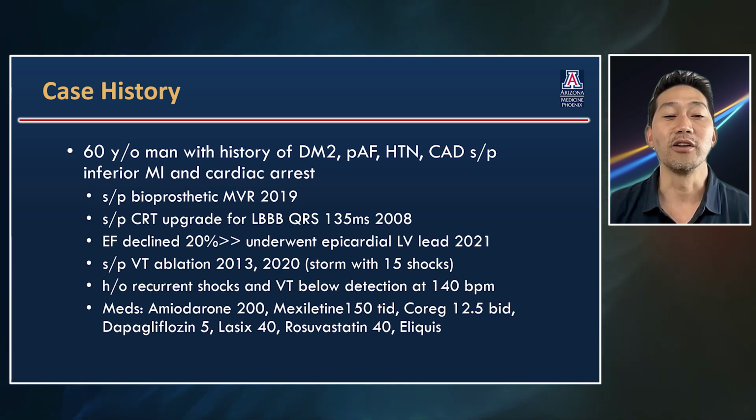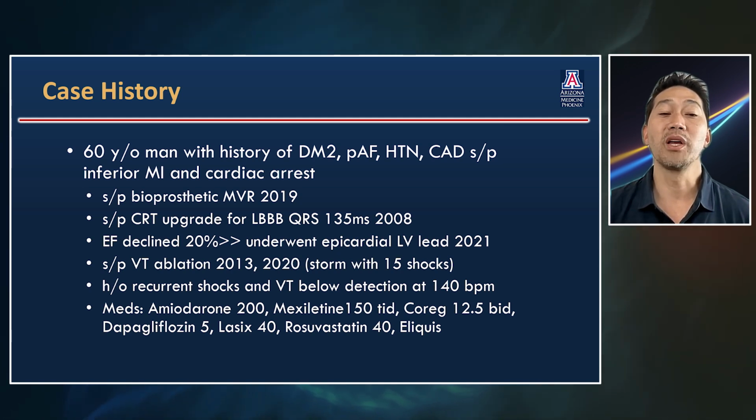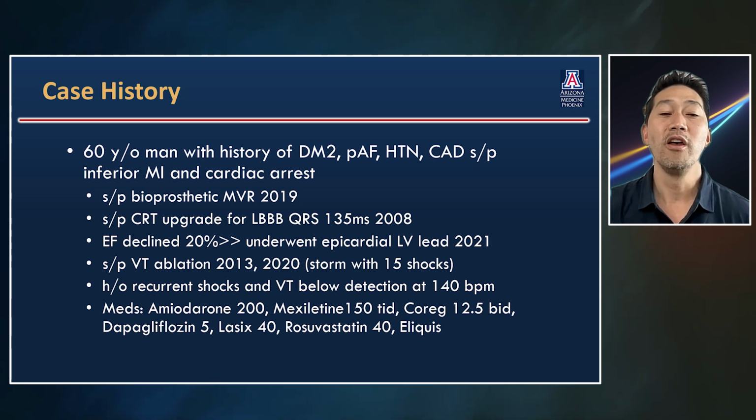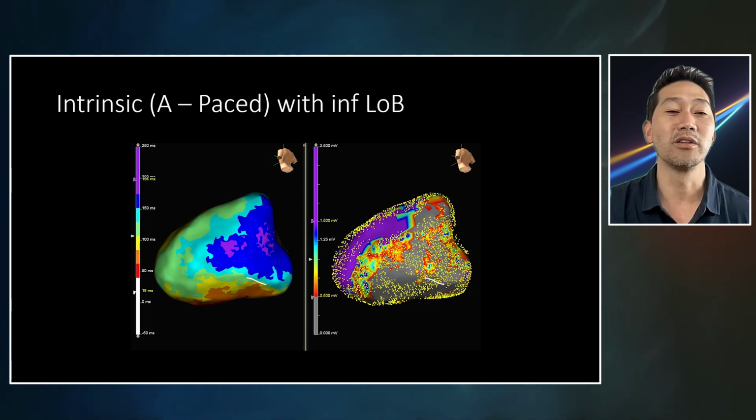He was upgraded to CRT, his EF declined and actually underwent an epicardial LV lead, which is important because that takes away our ability to easily get into a percutaneous epicardial access situation. The patient had 2 prior VT ablations prior to this third one and was refractory to amiodarone and mexiletine.